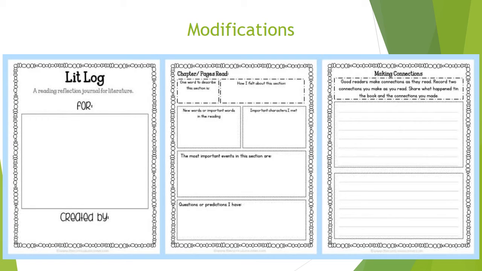Now on the next one, it says making connections. So it's letting the child know that good readers make connections as they read, and it's giving the child or the student instructions on what to do. So it says record two connections you make as you read, and then share what happened in the book, and then the connections that you made.